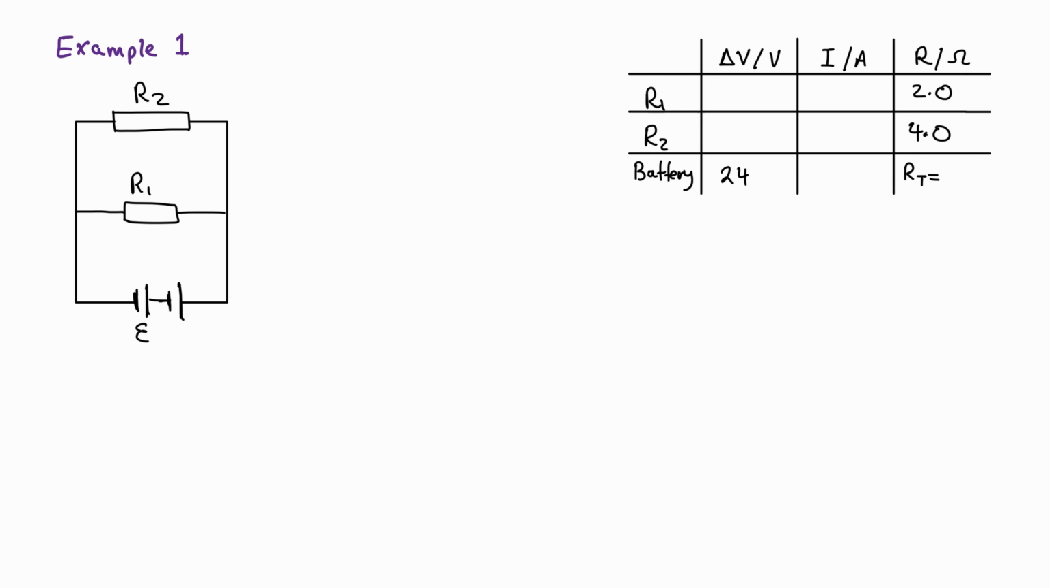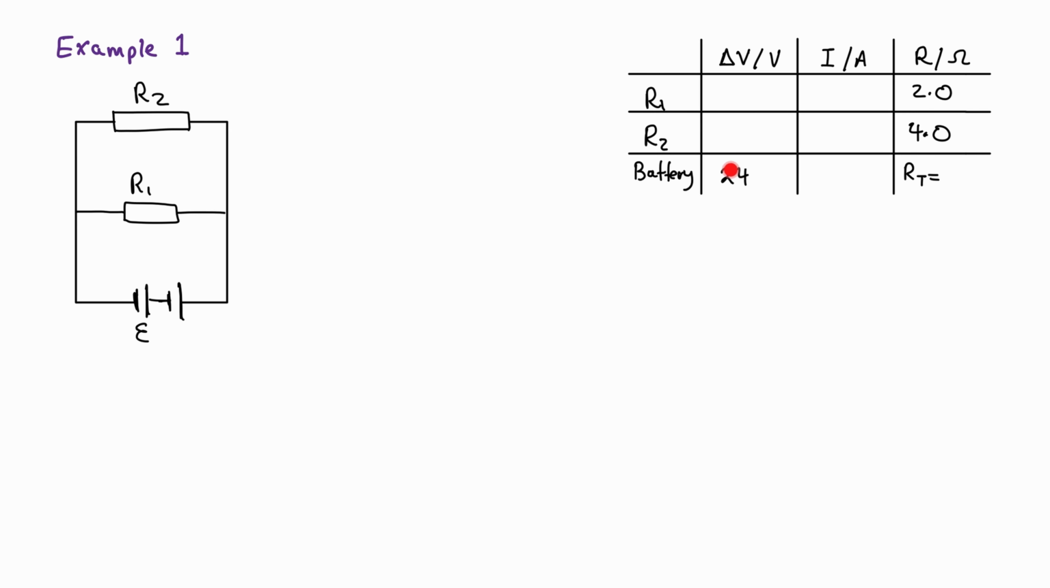Let's do a few examples here. On the very first one, I've got a battery connected to two resistors. I've got the two resistances here. I can calculate the total resistance, but let's see if there's an alternative way to do this a little bit faster.